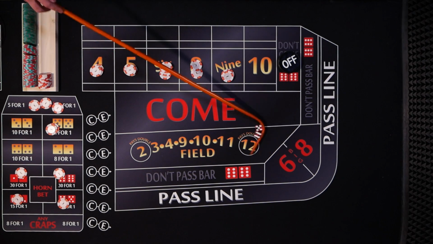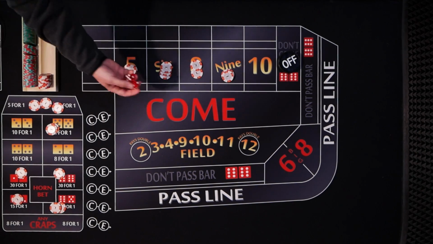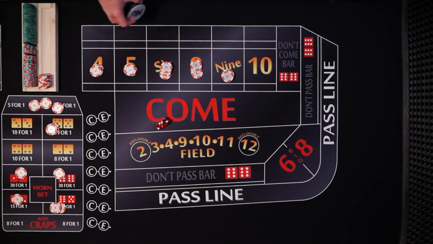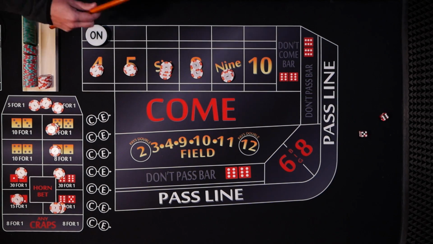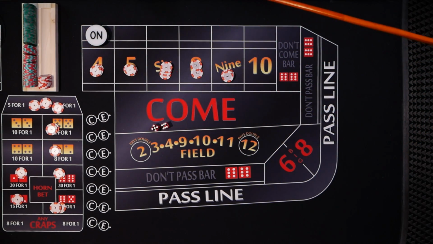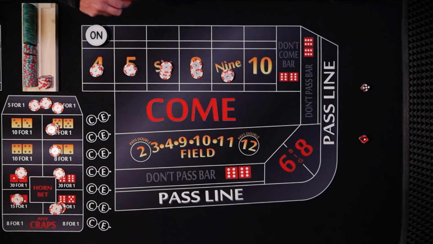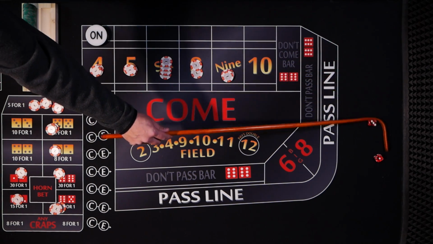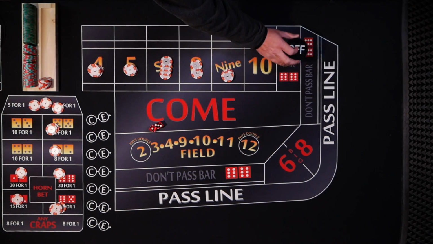Yo, 11. And 11. And 4 hard. So that's going to be our point. Yo, 11. We got a 6. And there's that 4. We hit our 4. And that's our point, so the puck's going to come off.